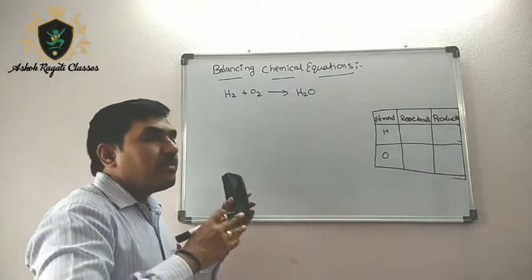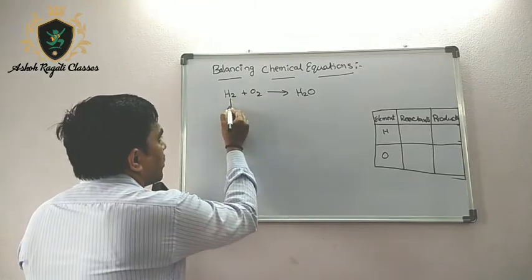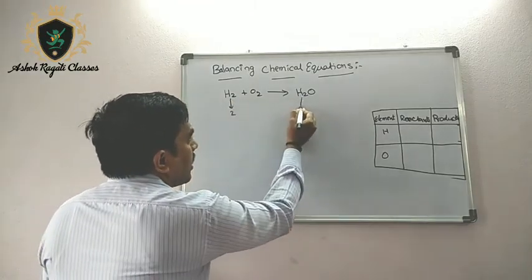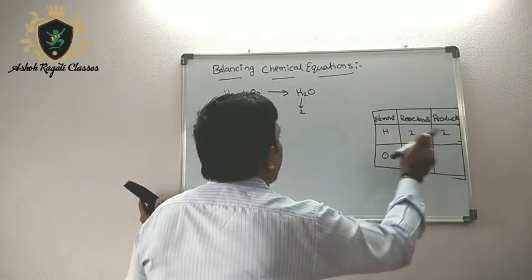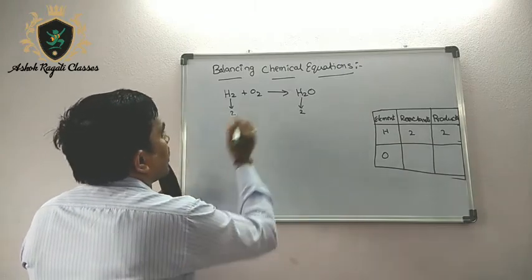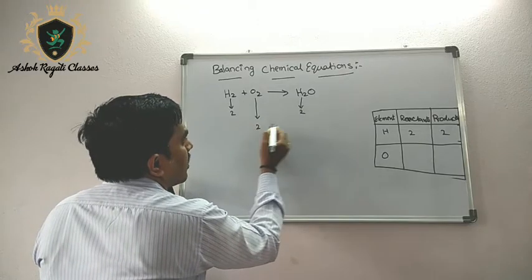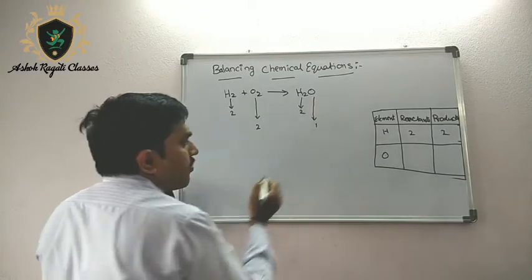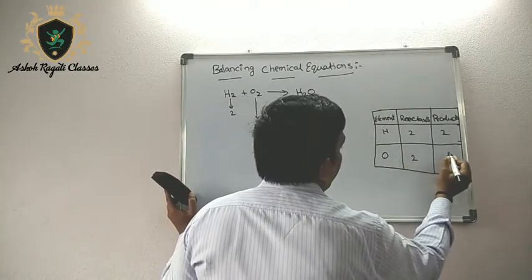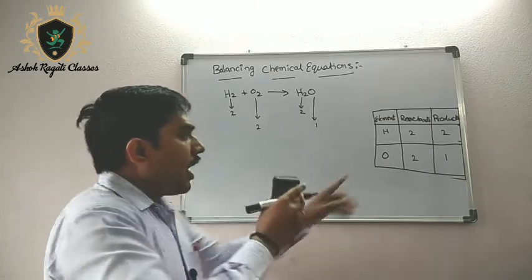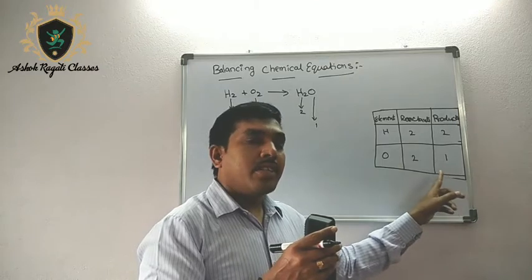Check it. How many atoms of hydrogen are there? In the same way, how many atoms of oxygen are there? Hydrogens are 2 here, and hydrogens are 2 here. Note down the hydrogens on the reactant side and product side. Now come to oxygen. O2 means two atoms, and here 1. Note down: reactant side oxygens are 2 and product side is 1. Now see, hydrogens are equal in number, but oxygens are not equal. So try to balance it.